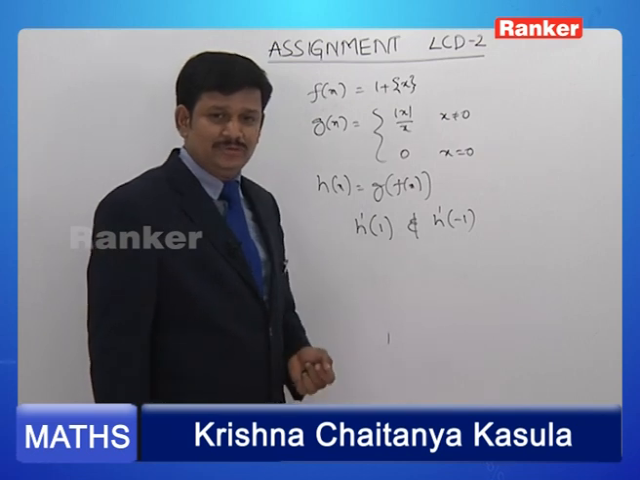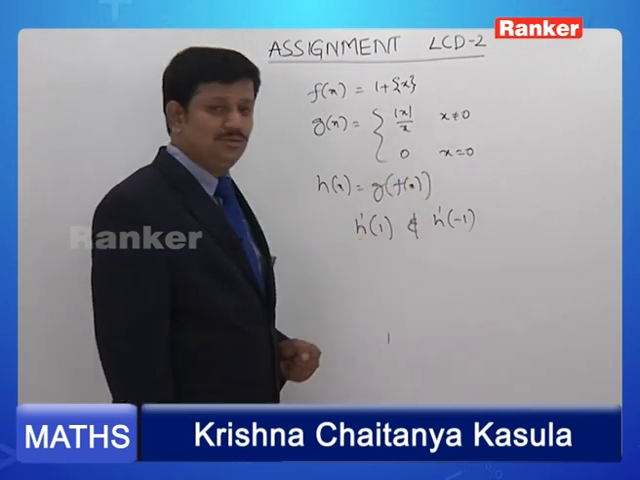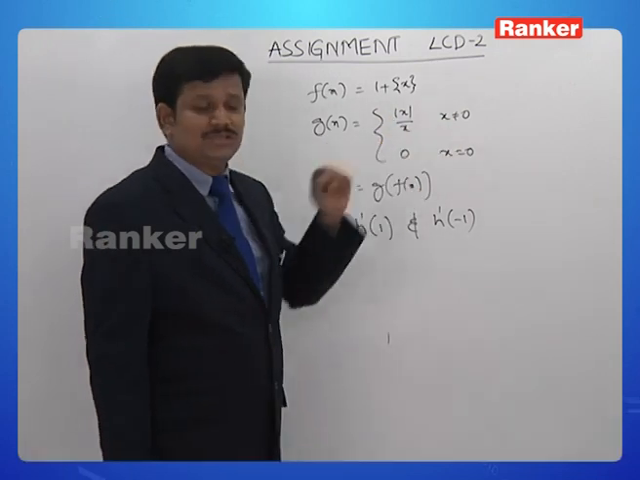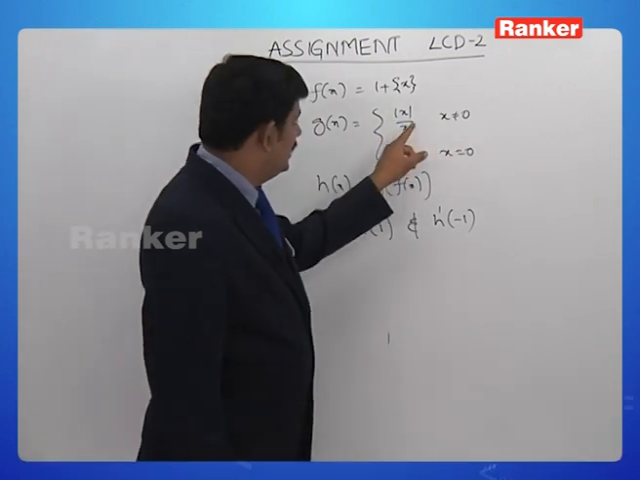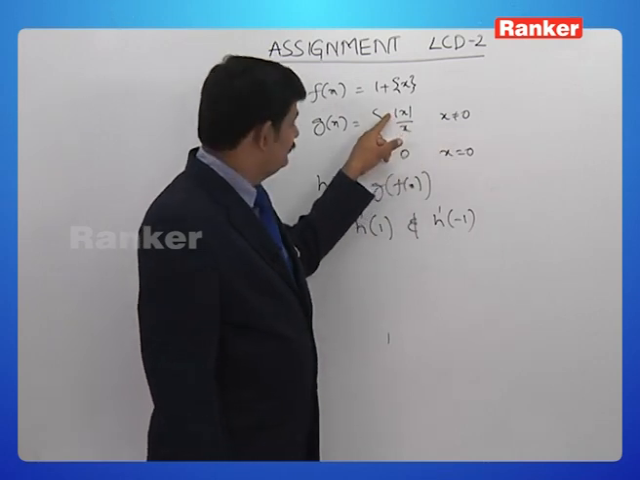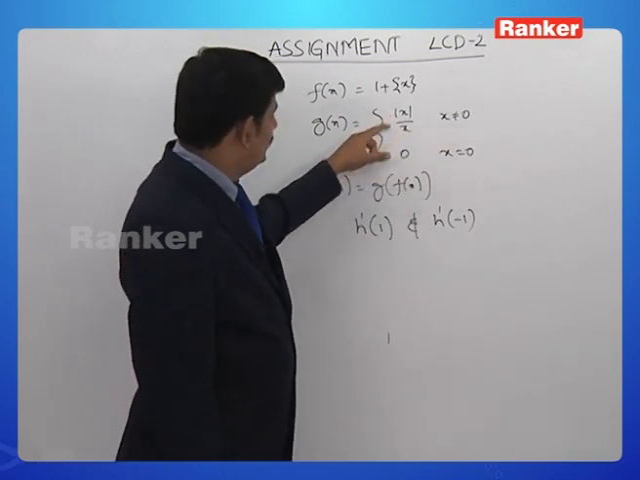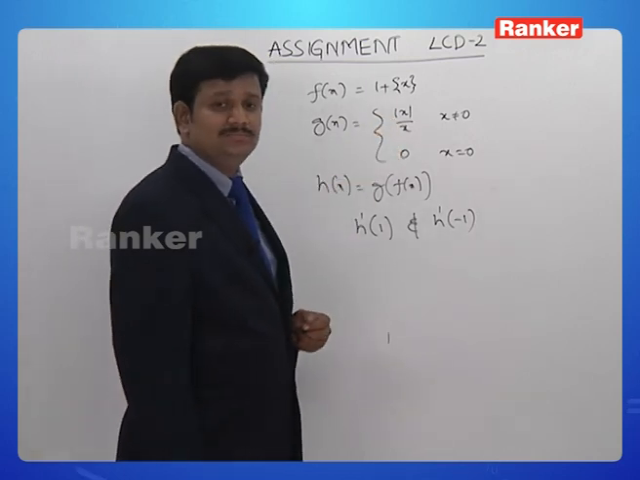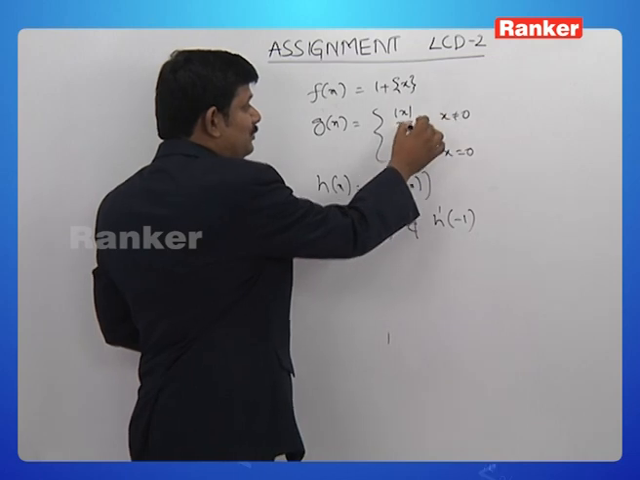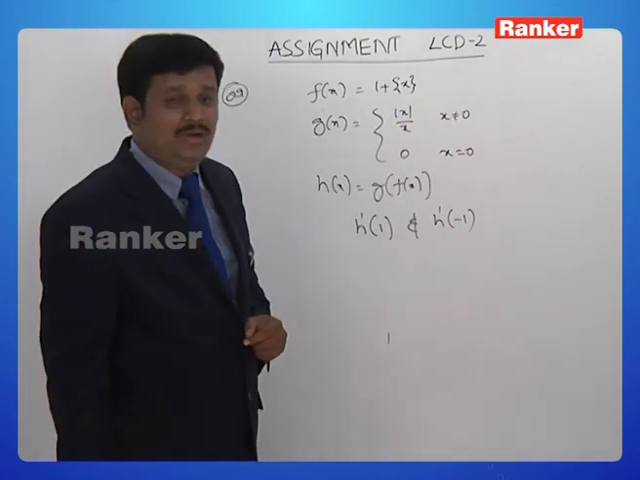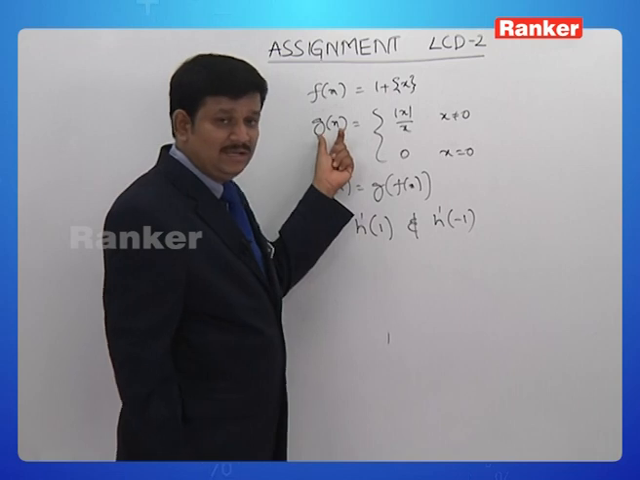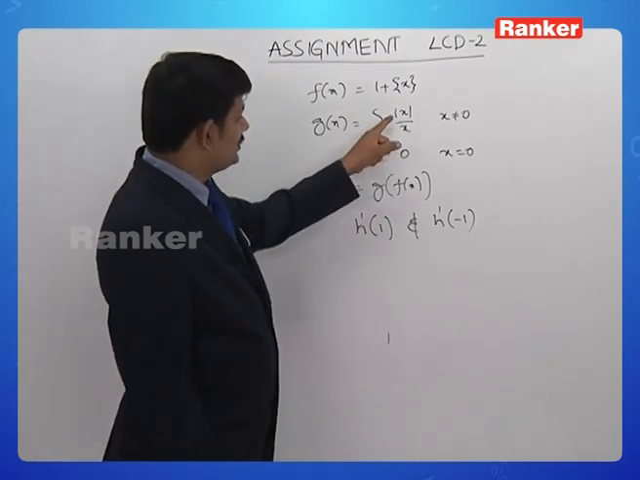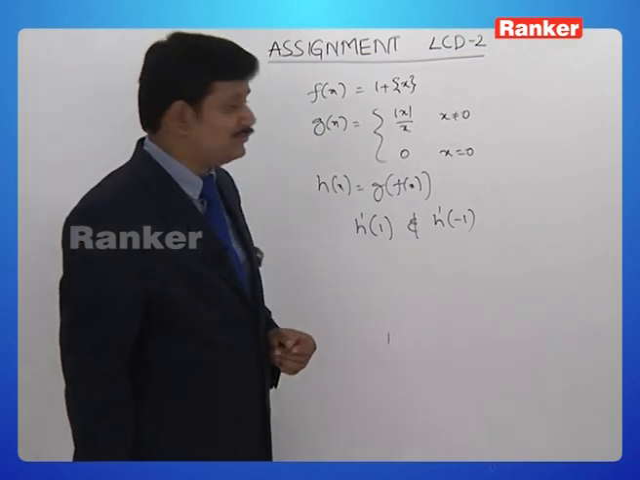Let us understand g of x. G of x is 0 whenever x is 0 and g of x is mod x by x whenever x is not 0. That is, if x is positive, g of x is mod x by x, which is 1. Whenever x is negative, mod x is minus x and g of x is minus 1.